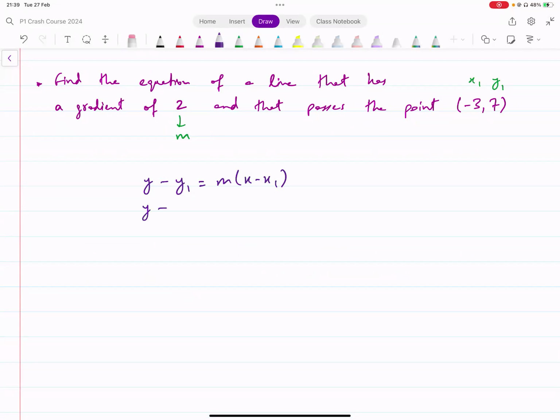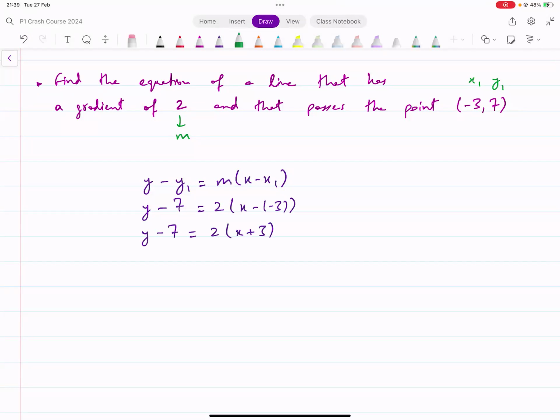Y minus y1, what is y1? Y1 is 7. And the gradient is 2. X1 is minus 3, so we have x minus minus 3. And this is going to become y minus 7 equals 2 into x plus 3.